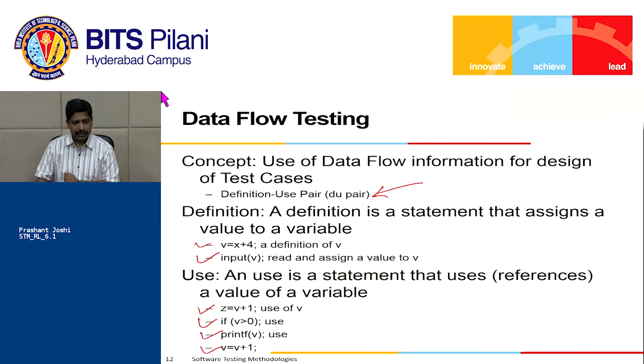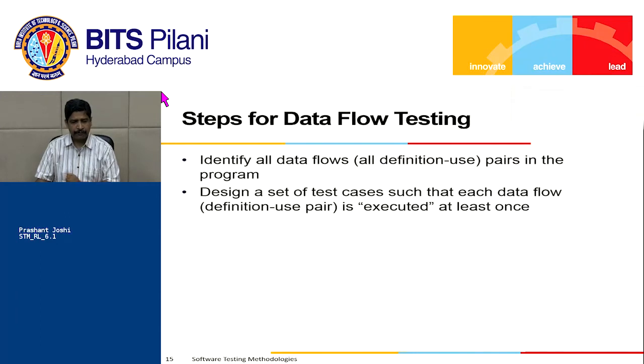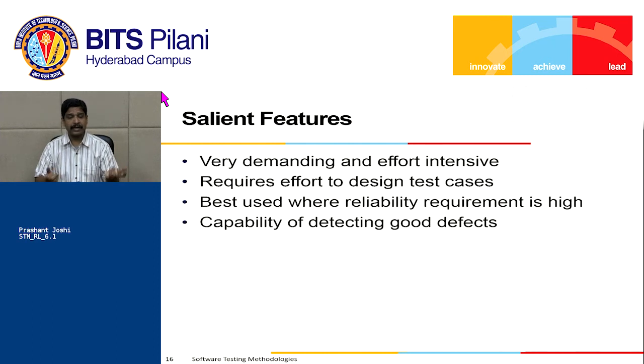So let's proceed and understand where we could further make use of this. But before that, let's understand how we are going to make use of this. We'll identify all the data flows, and then we design a set of test cases so that each data flow DU pair is executed at least once. Right? So that's our basis.